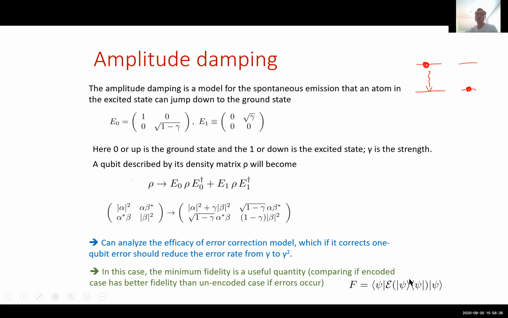But I don't want to go to the detail, just to define that. You have a code word or code state. After applying the error channel, maybe I should write this as the error channel, and then you compare how close that is to the original state. This F defines the fidelity. So it was shown that the fidelity can go from this to that, I think maybe this to a square.